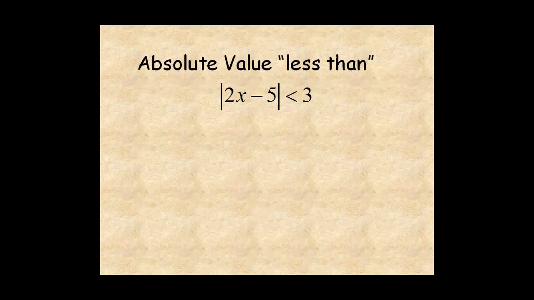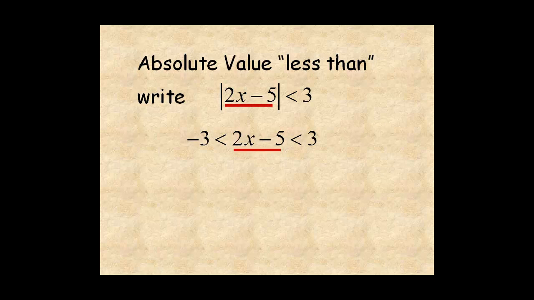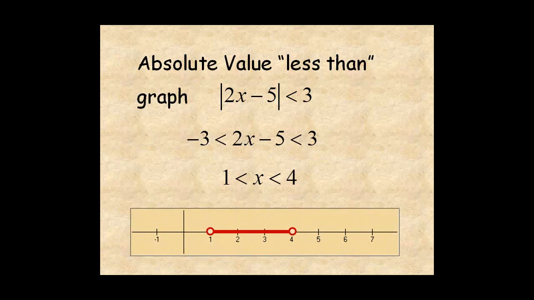To summarize, in order to solve any absolute value less than inequality, write an equivalent conjunction, which in this example would be 2x minus 5 between negative 3 and 3. Then solve, check, and graph the solution.